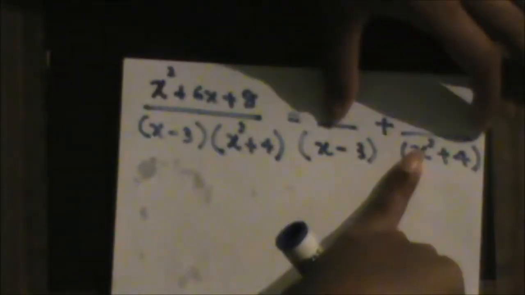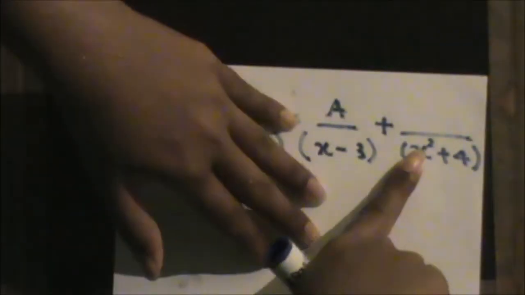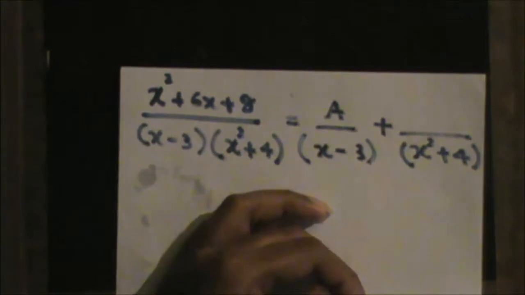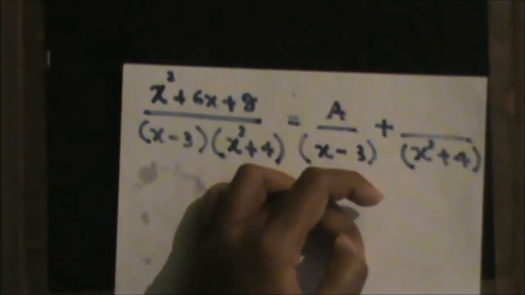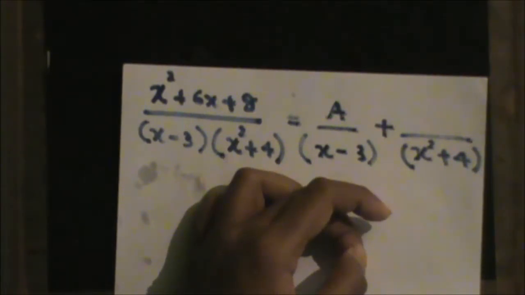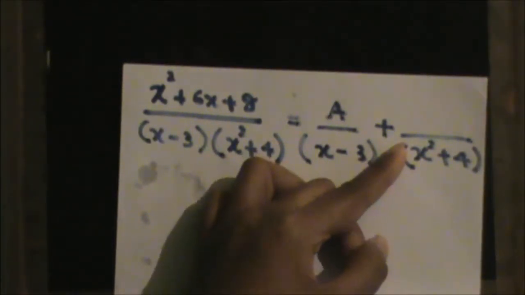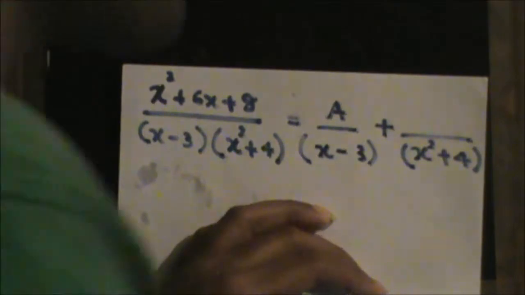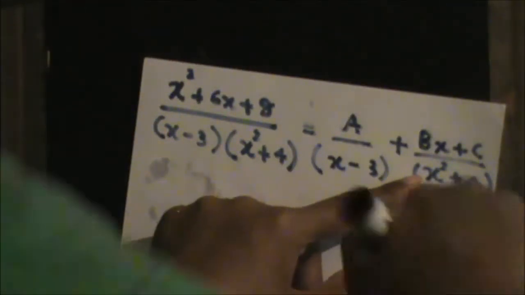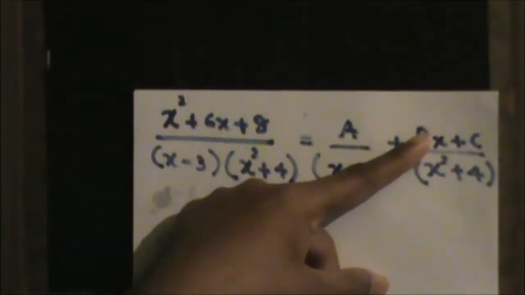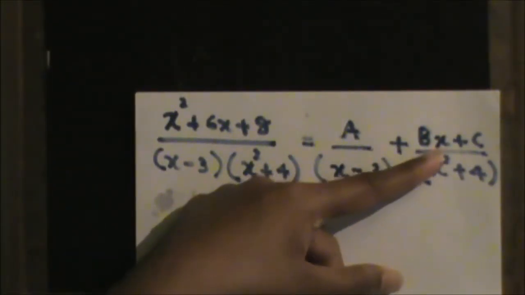But in this case we have a power of 2 here. Here the highest power is 2, so we have to write the numerator in the form of a degree of x with the power 2 minus 1, which is 1. So we have to write a linear expression here. So I'll take the linear expression to be something like bx plus c. Similarly, if we have a cubic term here, the highest power of the denominator is 3, and we have to write a quadratic expression here, bx squared plus cx plus d or something like that.